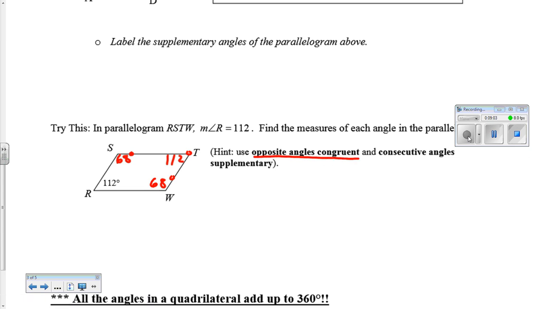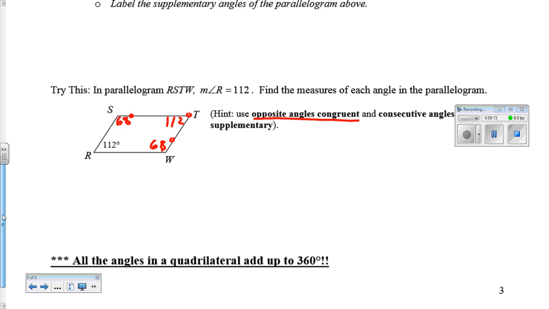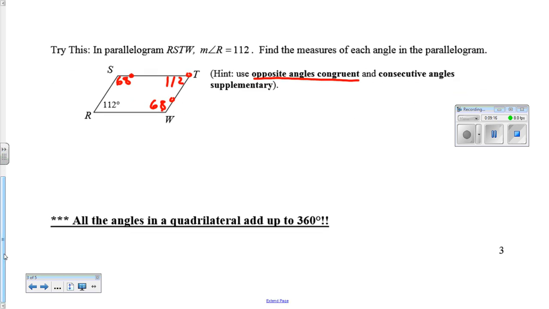All right, and then I knew that consecutive angles are supplementary. So 180 minus the 112 gave me the 68. Okay, and then those two are congruent because they are opposites. So if I have one angle measure, I can find all the others.